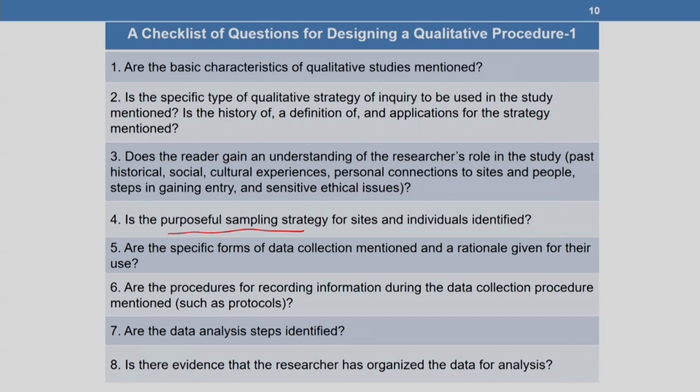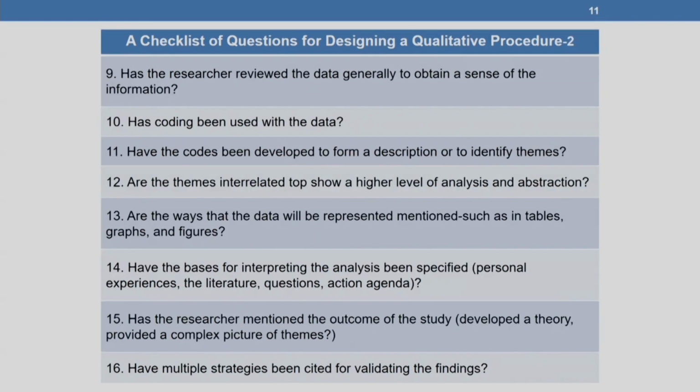Number 5, are the specific forms of data collection mentioned and a rationale given for their use? Are the procedures for recording information during the data collection procedure mentioned? So, what are the protocols? Are the data analysis steps identified? Is there evidence that the researcher has organized the data for analysis?